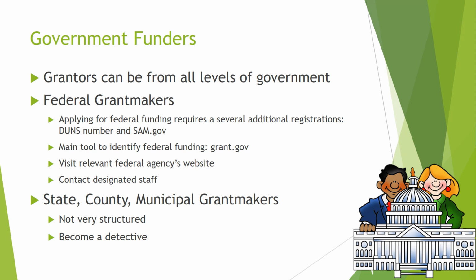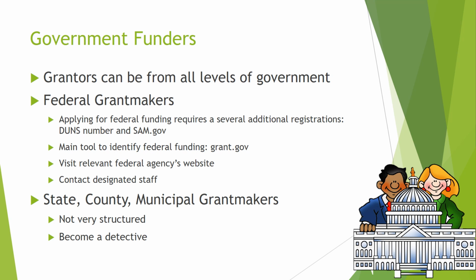It's a free site, you can register there, and that's where a lot of the federal grant makers list their applications. You can also visit relevant federal agency websites. Sometimes they will list certain initiatives online. And once you've done all this, you might want to contact designated staff members to help answer any questions about the process or the application. Do this early, as federal grant making is typically very competitive and requires a lot of steps.